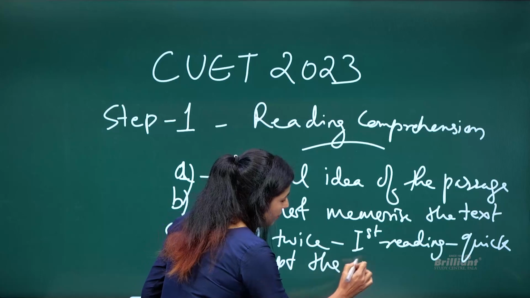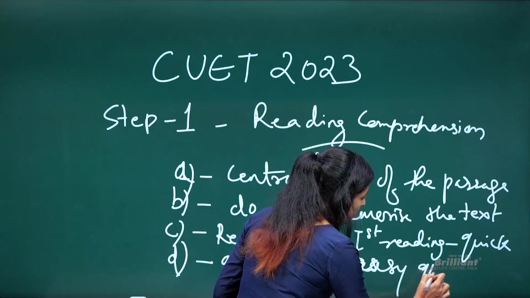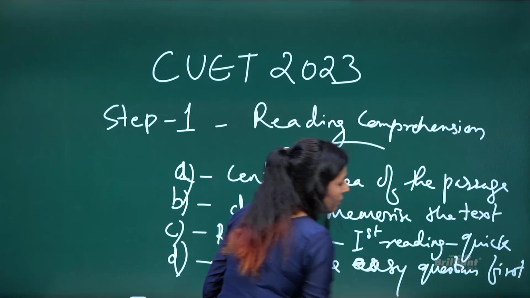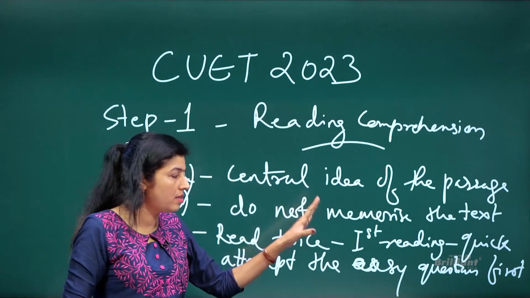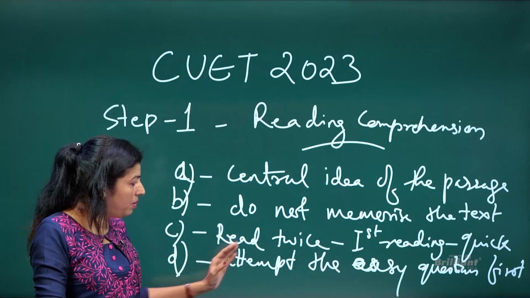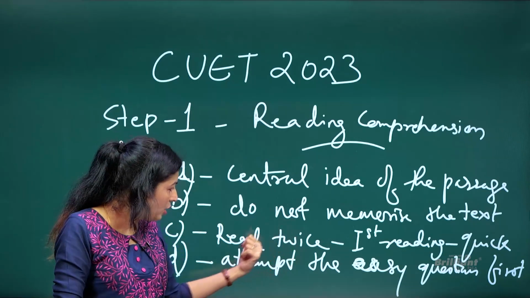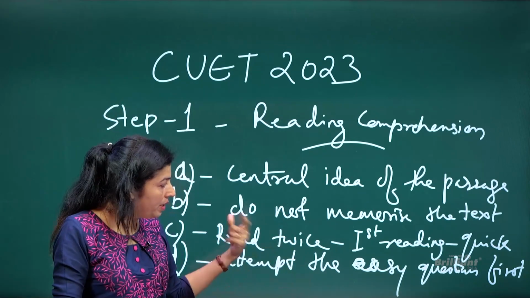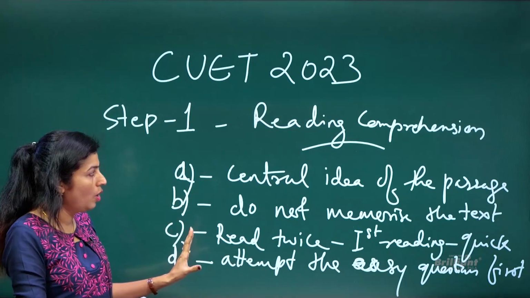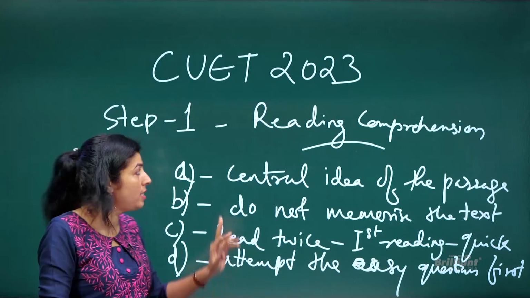Now the final tip given for reading passages: attempt the easy questions first. Don't get stuck with the hard or tough types. Instead, attempt the easy questions first from the passage. And then when you go for the second reading, definitely you will be able to solve the other questions as well. So these are the things which you need to remember when we deal with reading passages. That is your step 1.